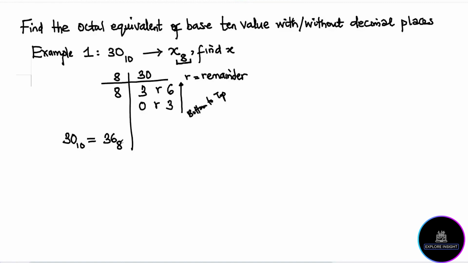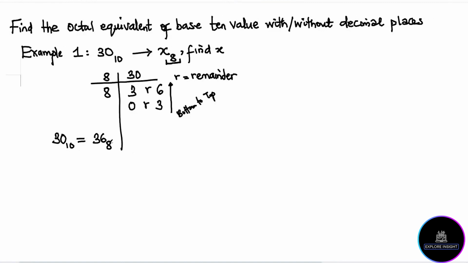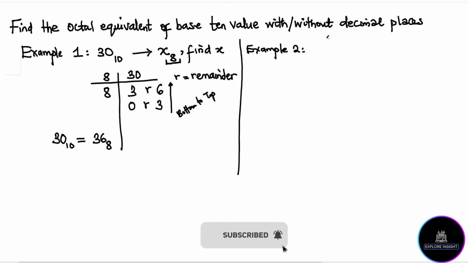in base 8. Now let's go ahead with example 2. In this example 2, I'm going to consider a scenario of a base 10 value with decimal place. So this time, let's look at 2 decimal places. So I'm going to have that value as 30.15 in base 10. And thus, we have to look for the value in base 8.